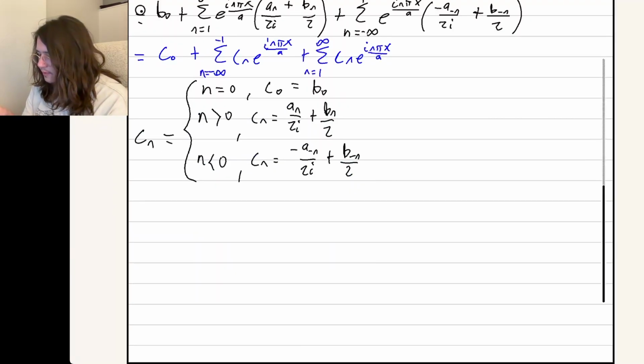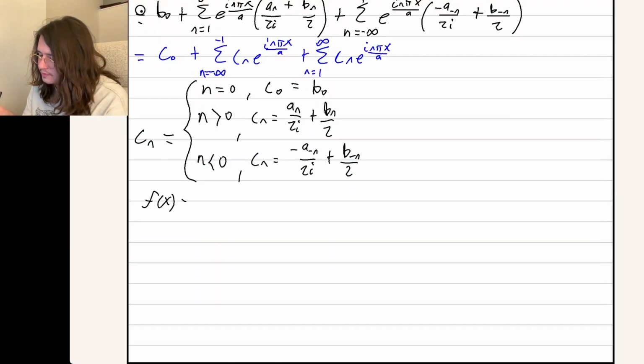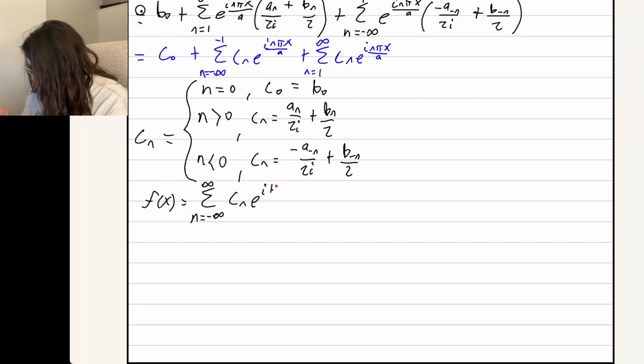And we get a form of the Fourier series which is a lot nicer to work with, because it only involves the calculation of one constant, which depends on n. And then this is n pi x over a. Okay.